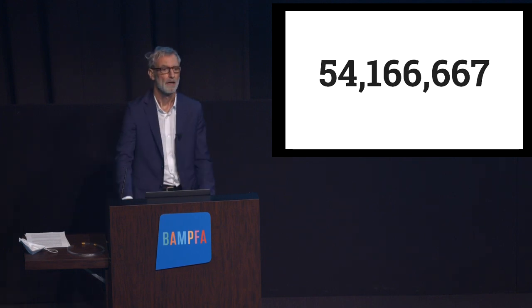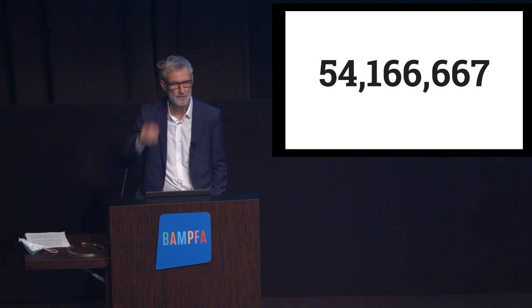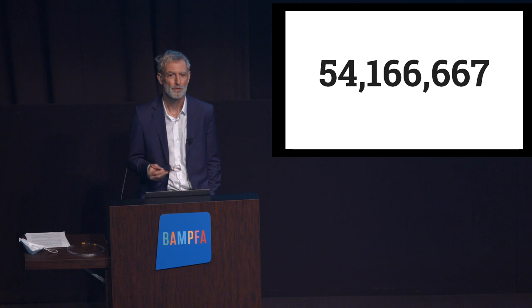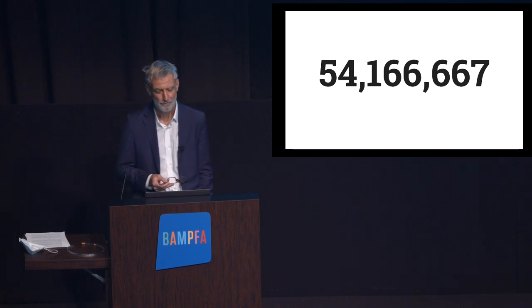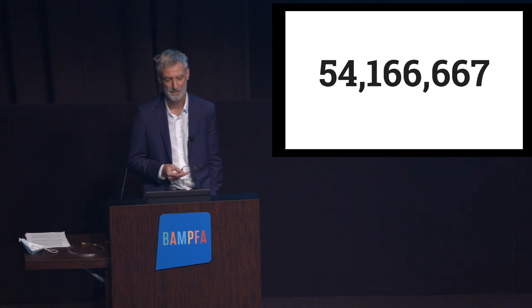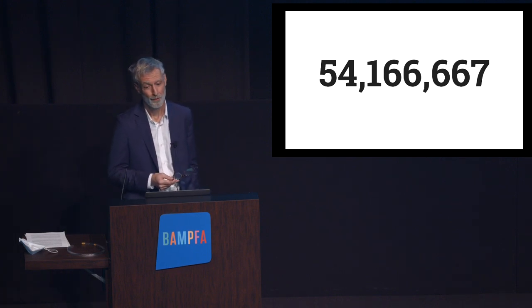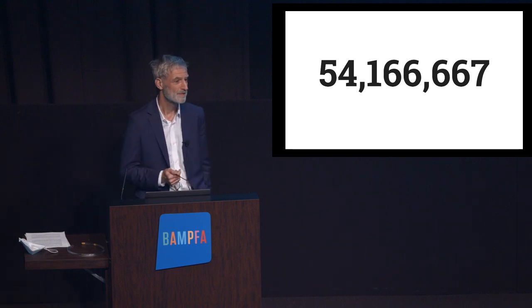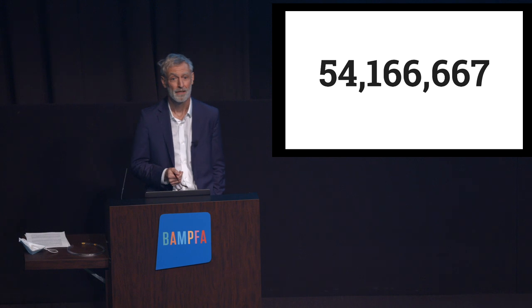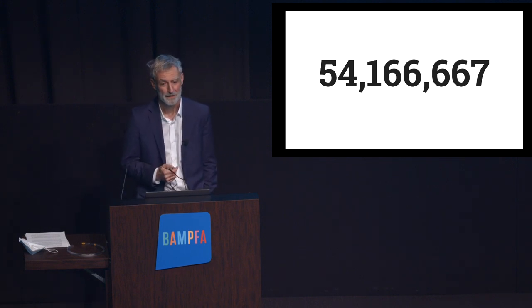Okay, so we just took 30 pictures in 1 second. I wanted you to consider that the network regime of images means that we're producing 54,166,667 images per hour that we load onto Instagram alone. So every hour, Instagram gets 55 million new images, and that's 24 hours a day. And that's a global production.